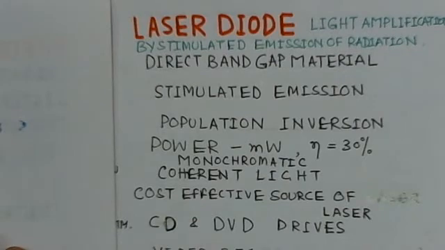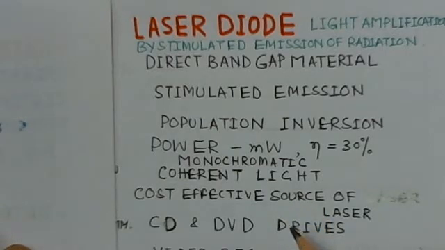And there is a principle of population inversion. That means unless there is a population inversion, this emission will not take place. In population inversion, the atoms from the lower energy level are given energy to go to the higher energy level, and so their population is inverted.